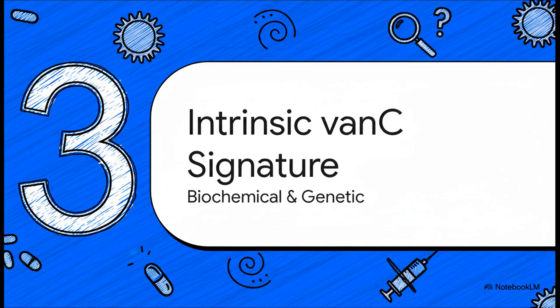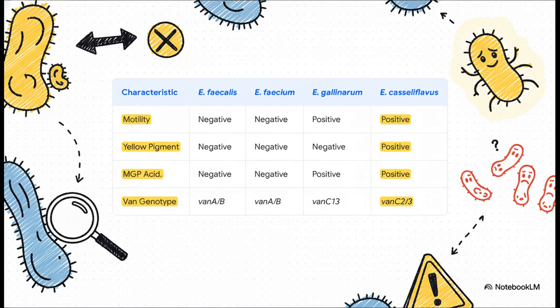So those two flags raise your suspicion. Now, how do we confirm it? Let's look at how we can nail this down for sure using the biochemical tests and genetic fingerprints, often with molecular methods like PCR, that will definitively ID this organism. This table just lays it all out so cleanly. You can see Enterococcus faecalis and faecium over on the left. They're negative for motility, pigment, and MGP. But then look to the right. Both Enterococcus gallinarum and Enterococcus casseliflavus are motile and MGP positive. So what's the final piece of the puzzle that separates them? That yellow pigment. It's unique to casseliflavus, and genetically it's carrying the vanC2/3 gene, not the vanA or vanB genes that cause all the headaches.